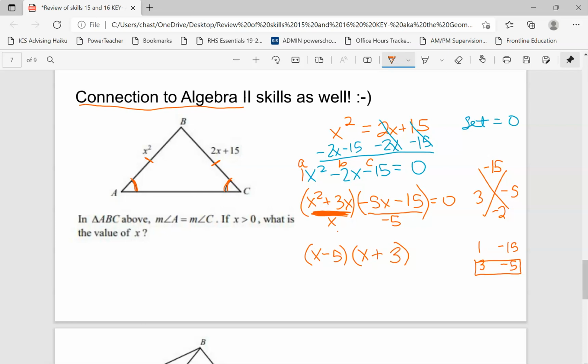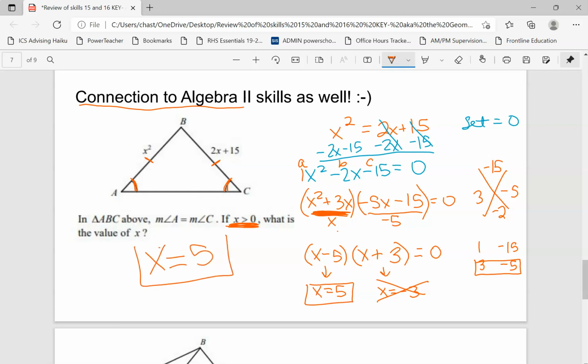So now we have factored this, and we're finding the zeros. So x minus 5 equals 0 when x equals 5, and x plus 3 equals 0 when x equals negative 3. Since they told us that x had to be greater than 0, we're going to throw the negative 3 out, and x equals 5 is our answer. All right, that's how we do it.